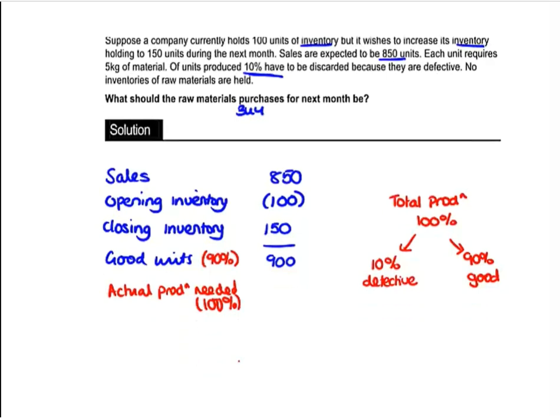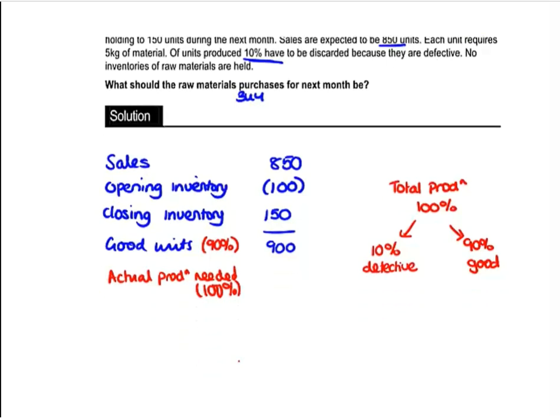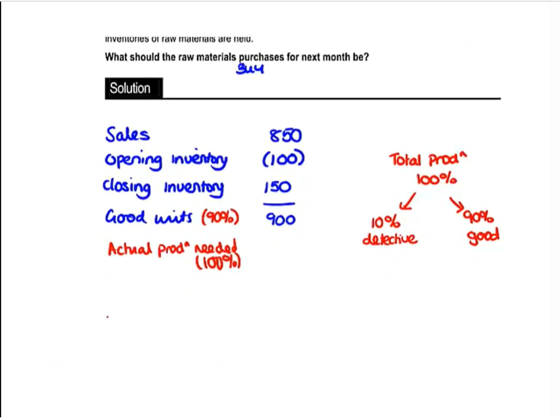So what we need to do then is consider the number of units that we actually need to produce. So the number of units that we're going to produce, if we multiply that by 90% or 0.9, that will give us 900 units. So therefore we need to produce 900 divided by 0.9. So we need to actually produce 1,000 units.